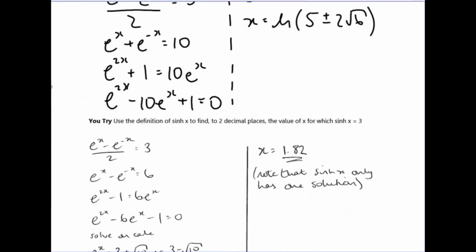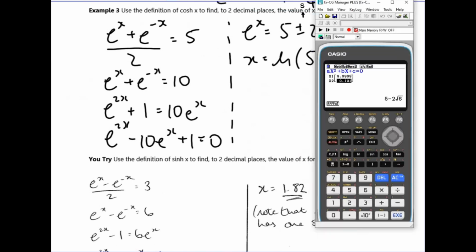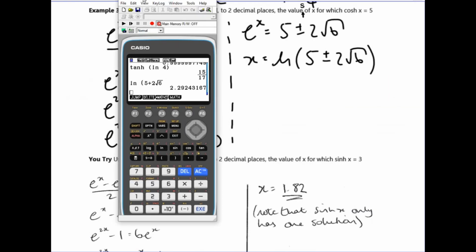Just to realise, this one did say decimal places, so let's work these out as decimals. 0.29, or if I change it to minus, 2.29. So notice these are linked to each other, which makes sense because cosh x has a line of symmetry down the y-axis.